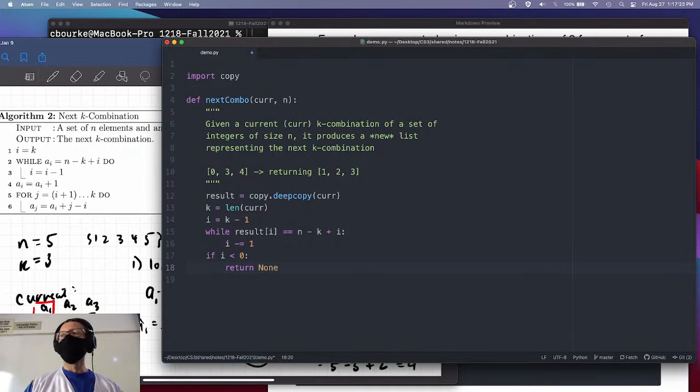Otherwise, what do we do? We add one to it. Result of i is equal to result of i plus one.